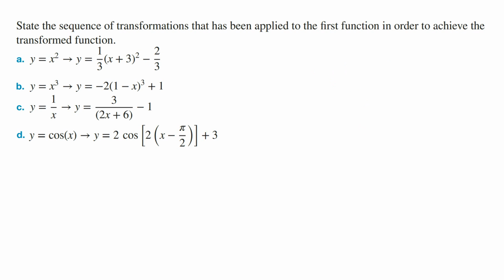Part B. The original function is y is equal to x cubed. Looking at the rule of the transform function, notice that the x term does not have a coefficient of a positive 1. And so before we start describing the sequence of transformations, we need to divide by a negative 1 so that the coefficient of the x term becomes a positive 1. And so doing this, we can rewrite the image function as y is equal to minus 2 times minus, and then x minus 1 all cubed plus 1.